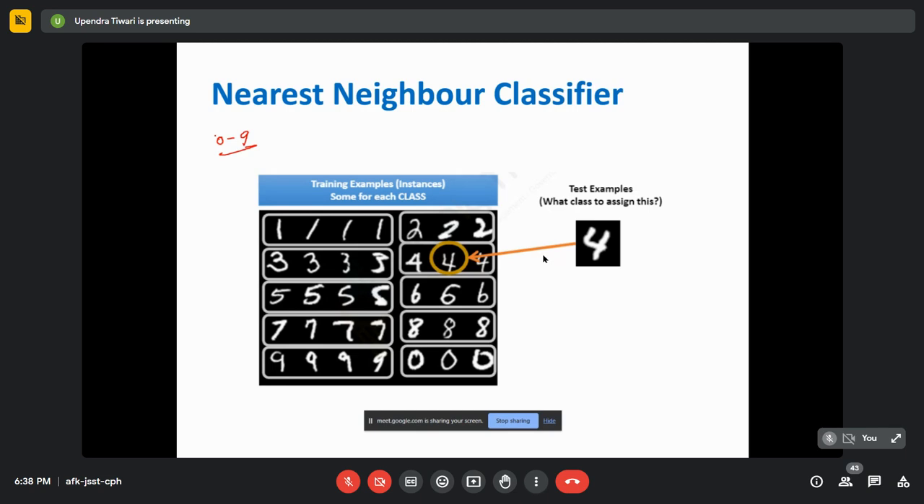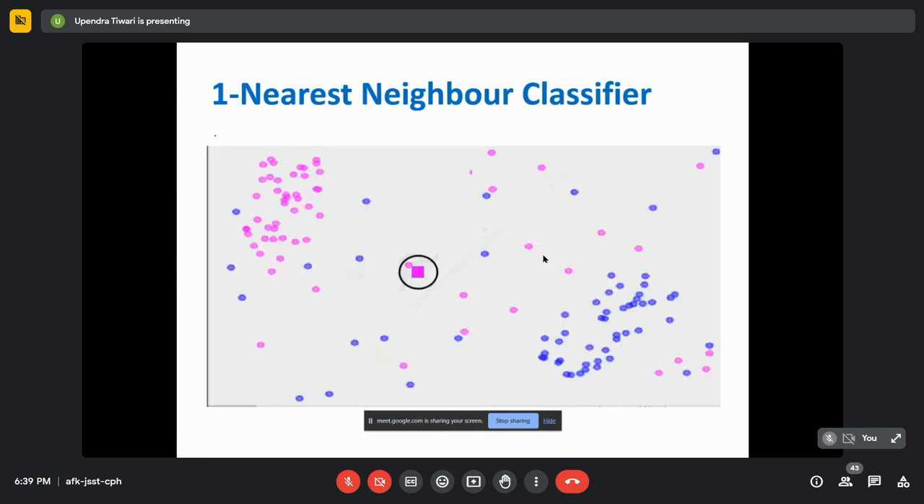Suppose this 4 is the input. To which class will it be classified? Will it belong to 4, or 2, or 1 and so on? If the classification is correct, then obviously this will be classified as 4. So how do we do that?